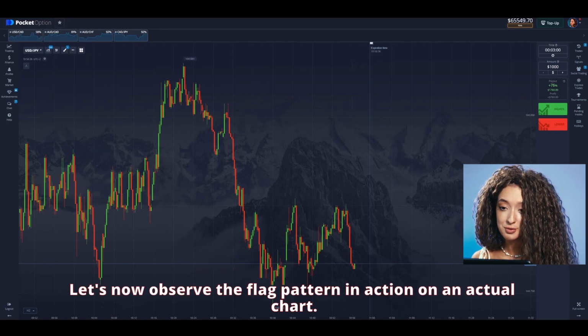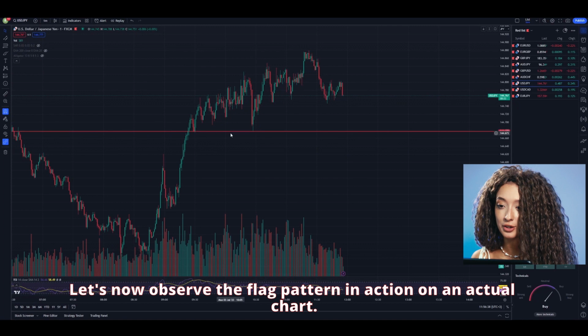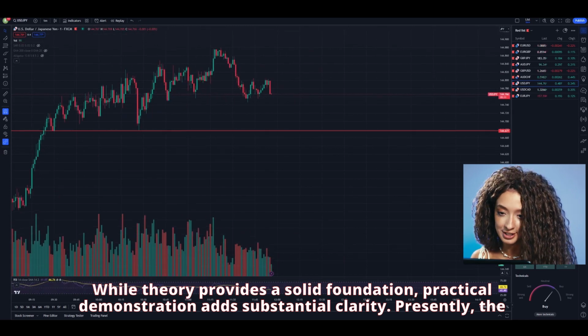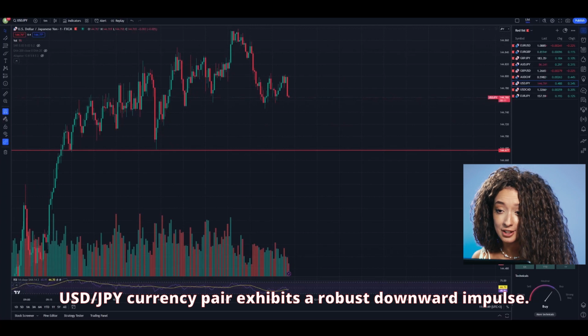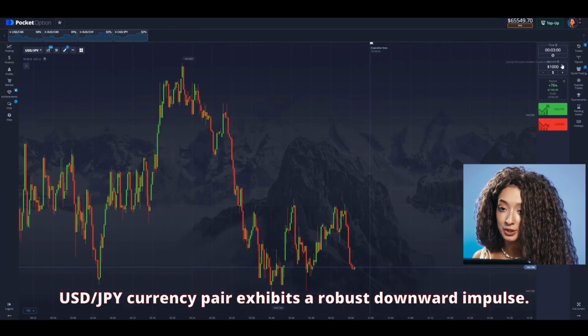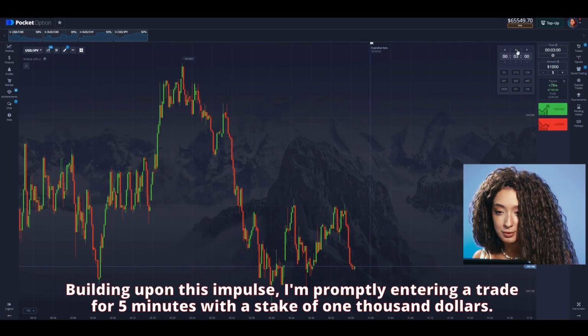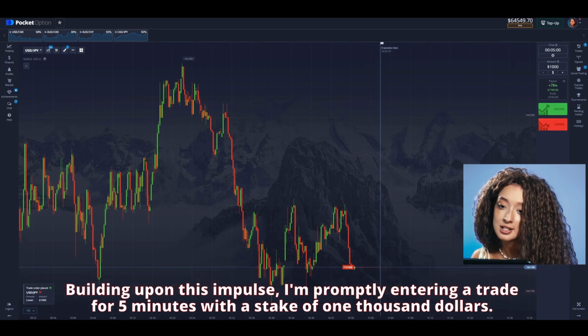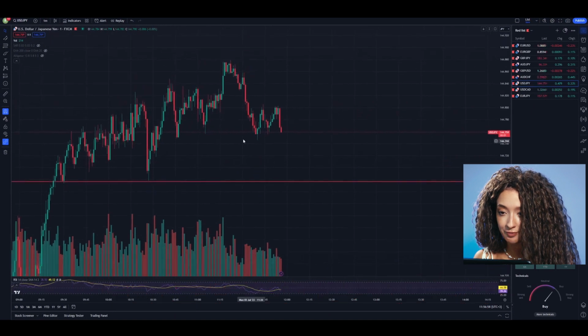So let's now observe the flag pattern in action on an actual chart. While the pattern provides a solid foundation, practical demonstration adds substantial clarity. Recently, the USD/JPY currency pair exhibited a robust downward impulse. Building upon this impulse, I'm entering a trade for 5 minutes with a stake of $1,000.